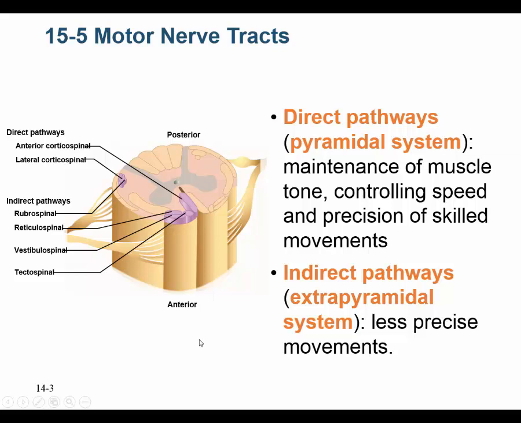All right, so the direct pathways are the pyramidal pathways. They are the cortical spinal pathways. The cortical spinal starts in the cortex and goes through the spine. You can see that we have two subdivisions of the cortical spinal pathways. We have the anterior cortical spinal pathway and we have the lateral cortical spinal pathway. That's similar to the ascending spinal thalamics, where we had an anterior and a lateral. All right. So those are the direct pathways.